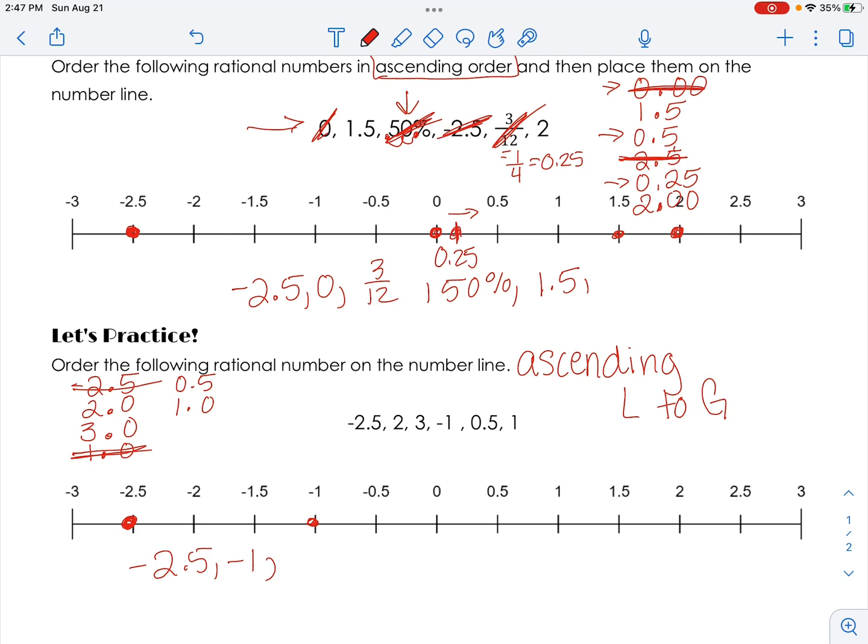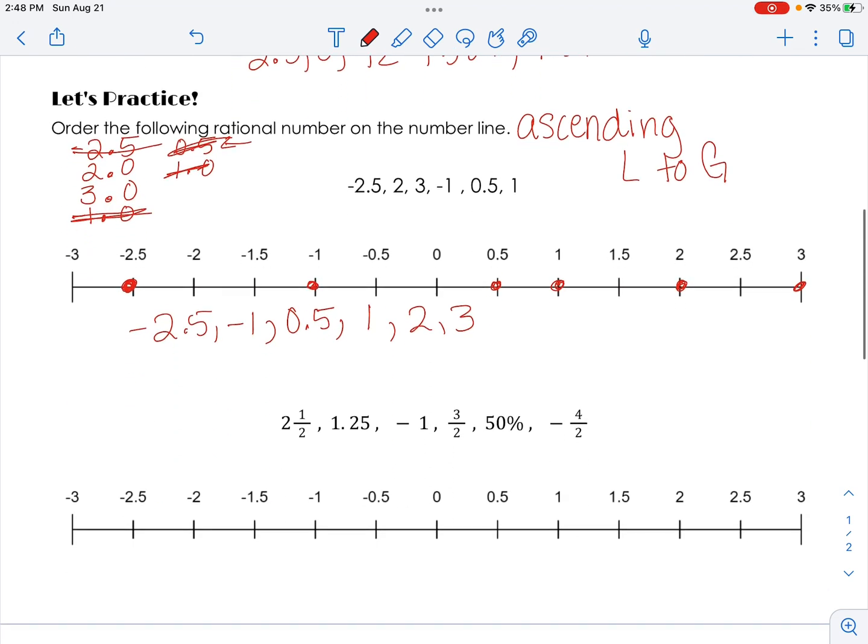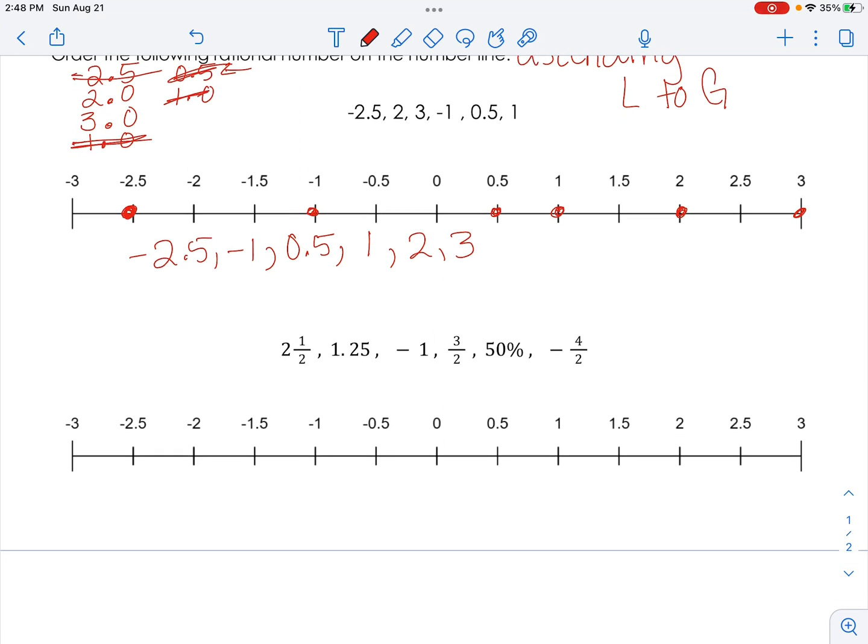Okay, what other numbers do I have after negative 1 going to the right? Well, I have the number 5/10. Good job. Mark that out. And then we go with the number 1. We'll mark that out. And then we have 2 and 3 left. So it'll be 2 and 3. And that will be the list of ascending order for this one. Good job, Hawks. All right, moving on to the last one. This one we are going to go in descending order.